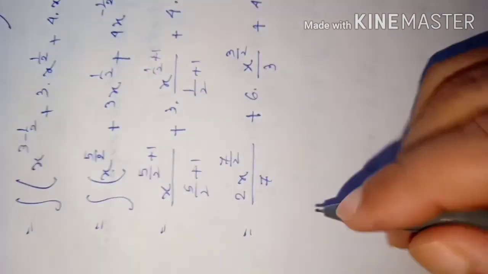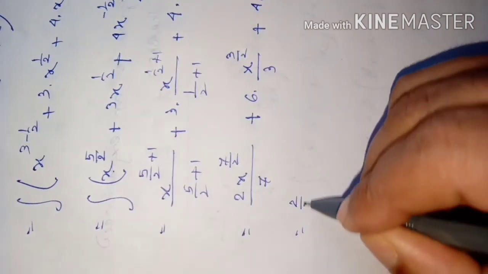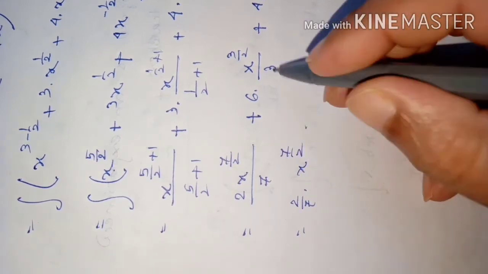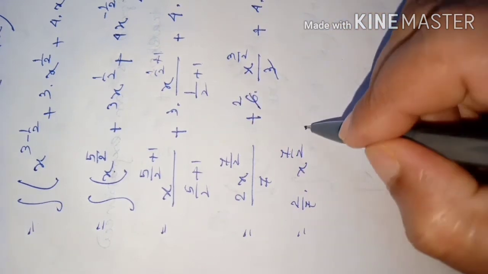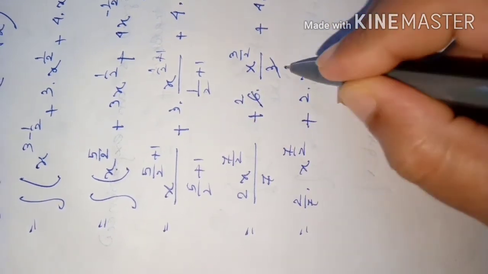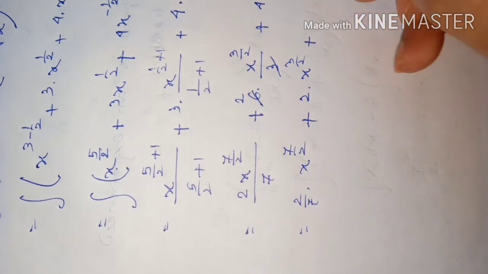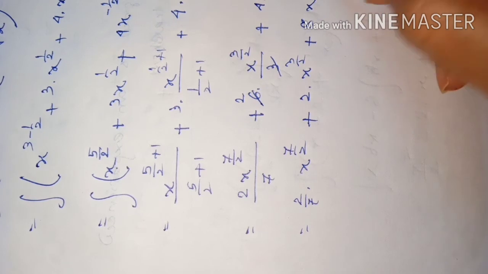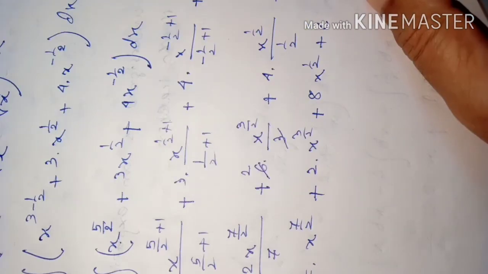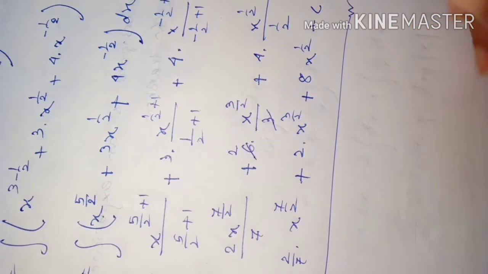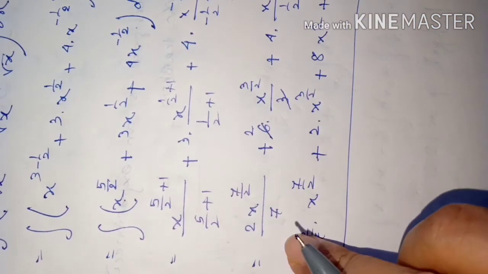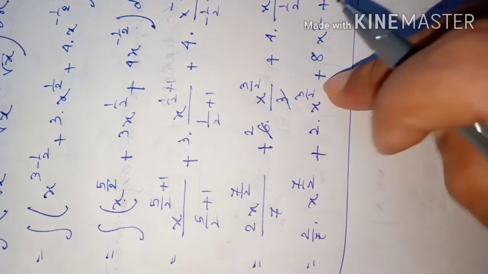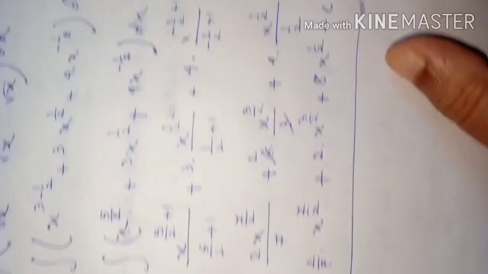So you are getting now 2 by 7 into x to the power of 7 by 2. Then 3 can cancel this one 2 times, so plus 2 times x to the power of 3 by 2, plus, then 2 will go up, 8 x to the power of 1 by 2 plus c. So this is the solution. Okay, dear students, 2 by 7 into x to the power of 7 by 2 plus 2 into x to the power of 3 by 2 plus 8 into x to the power of 1 by 2 plus c.